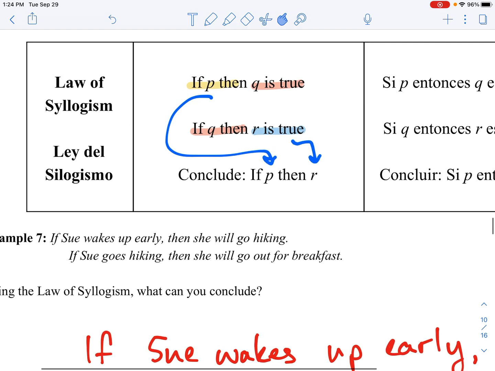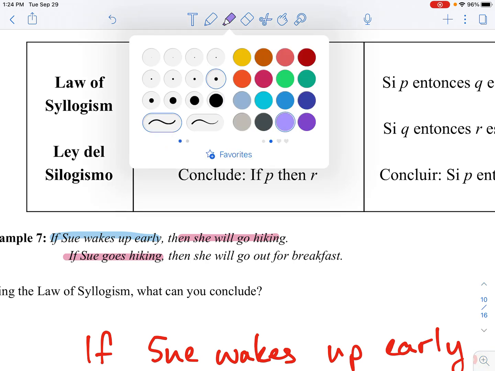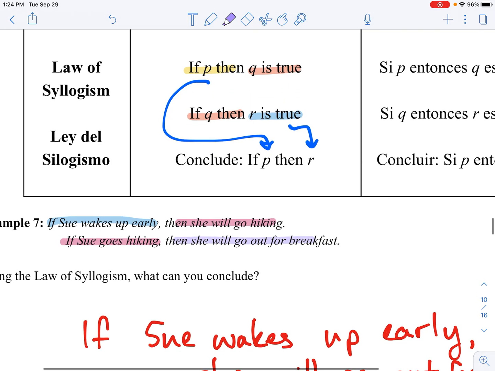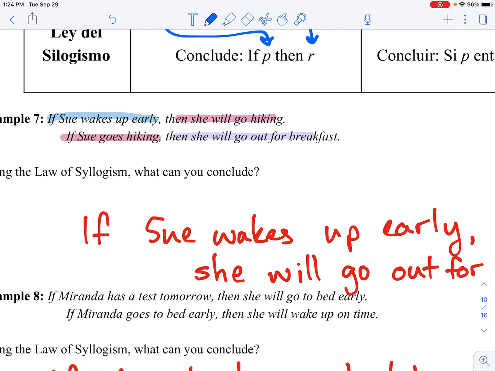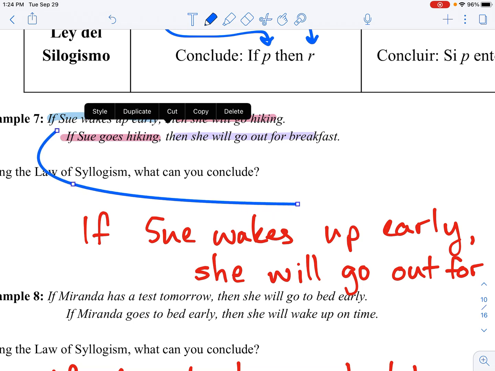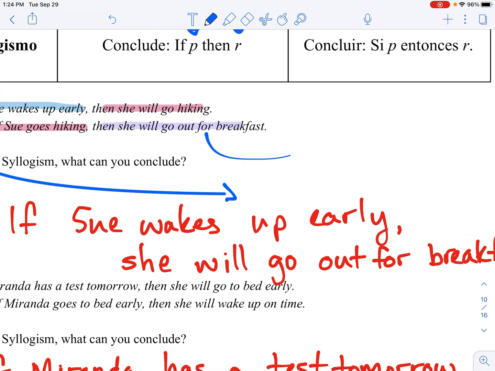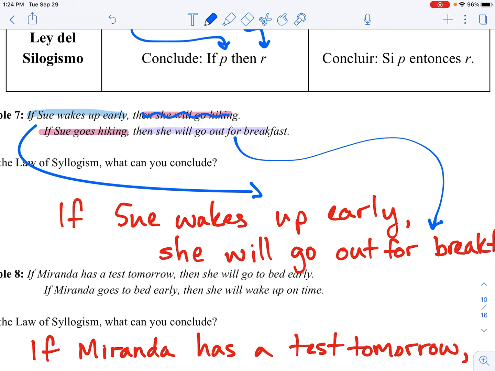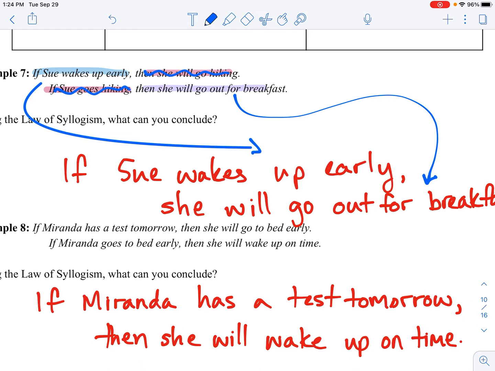If Sue wakes up early, then she'll go hiking. All right, so if Sue wakes up early, then she will go hiking. If Sue goes hiking, then she will go out for breakfast. All right, so it says, what can we conclude? Well, we just look at the first bit. If Sue wakes up early, then she'll go out for breakfast. All right, so we basically ignore that middle part here. That just goes away. All right, connects the first and the last part.